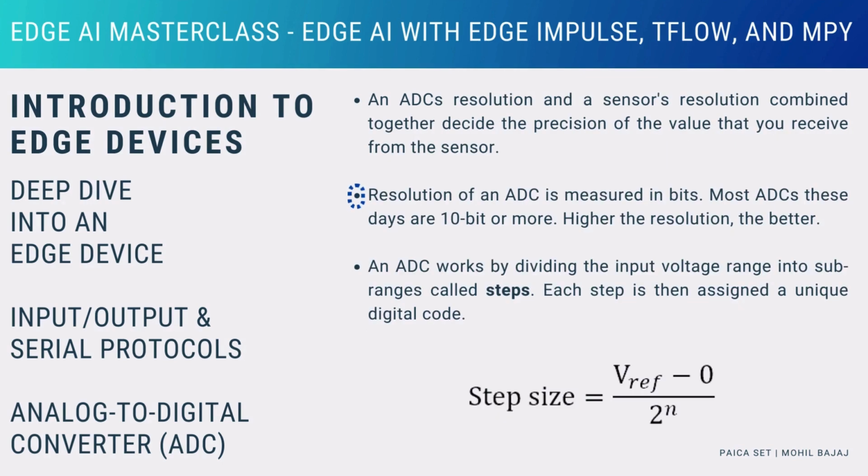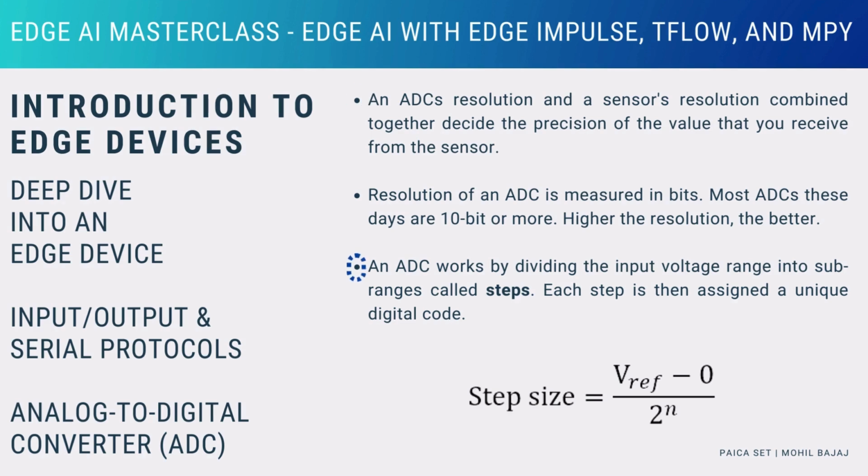Key to understanding ADCs is the concept of resolution. The resolution of an ADC tells us how finely it can divide the input voltage range into different levels. For instance, a 10-bit ADC divides the voltage into 2 to the power of 10, or 1024 unique levels. As you will see shortly, the higher the resolution, the better the analog to digital conversion. This resolution, along with the resolution of the sensor, impacts the precision of your digital readings. And you will see this shortly when we look at an example.